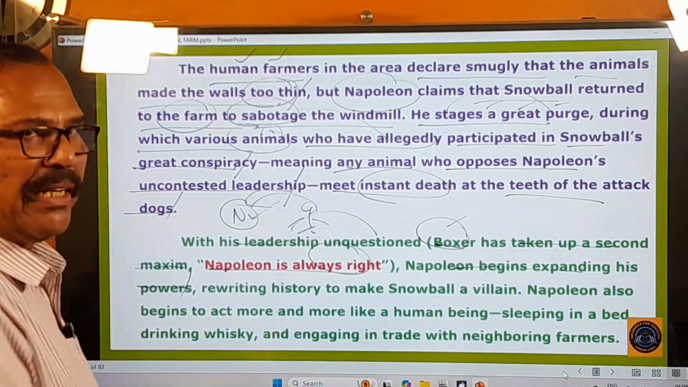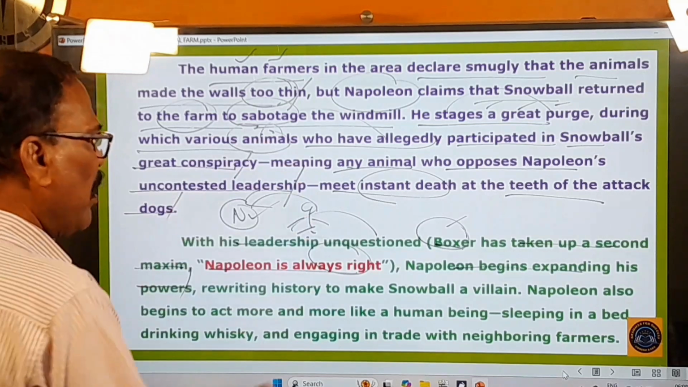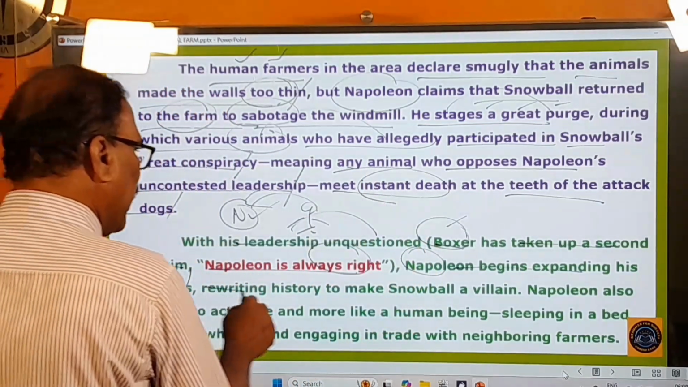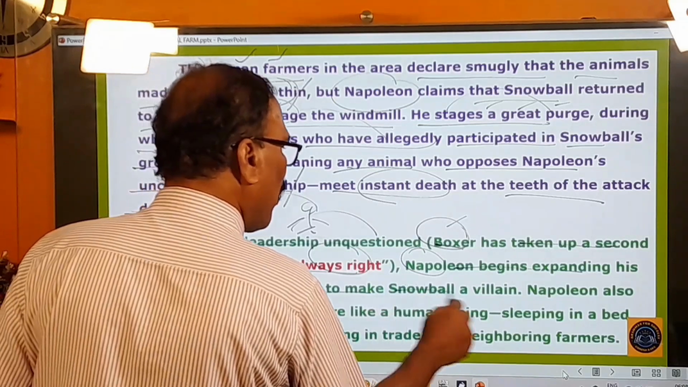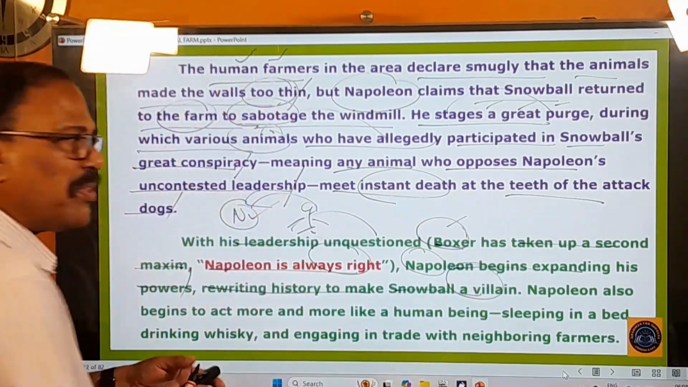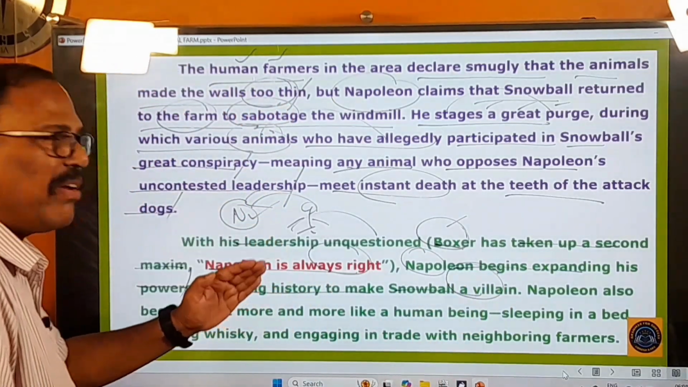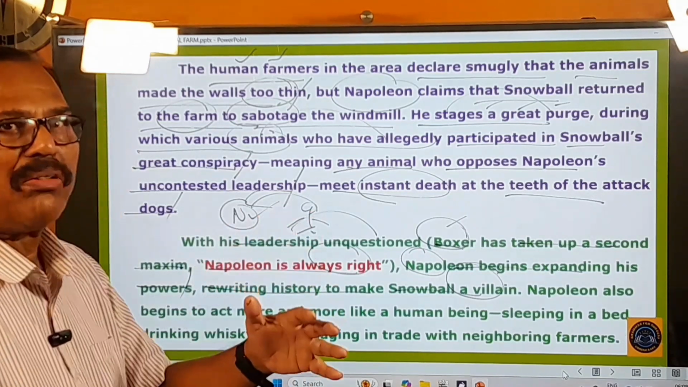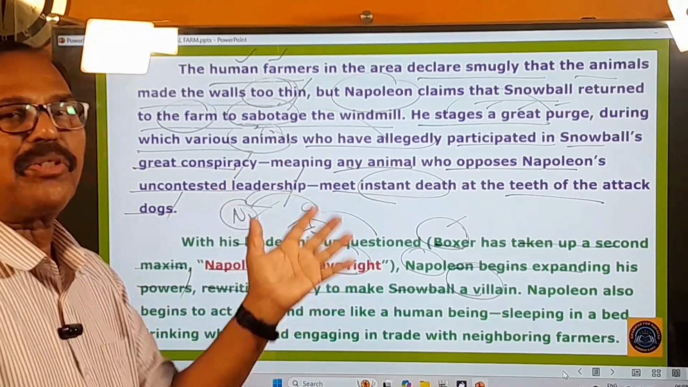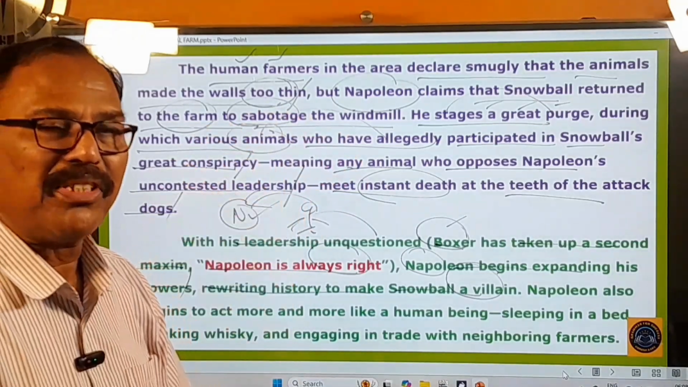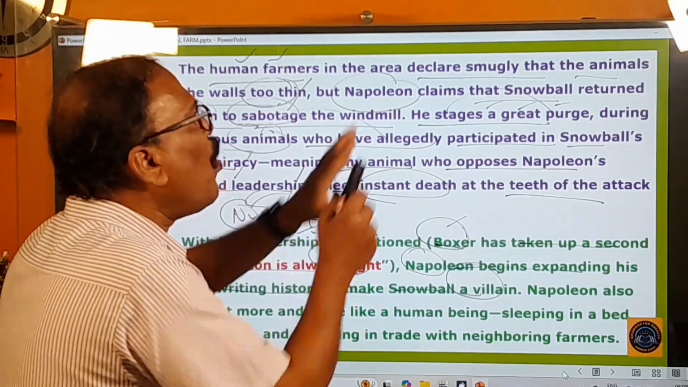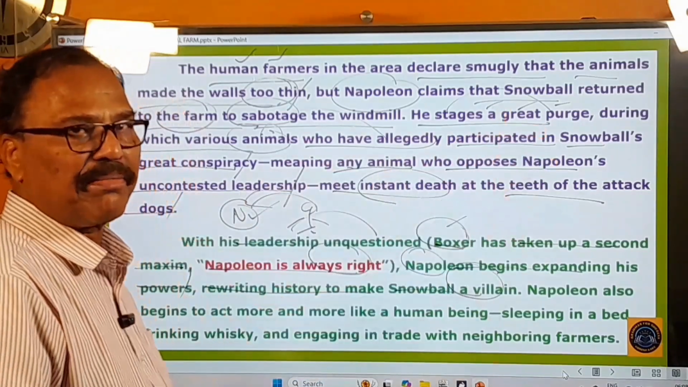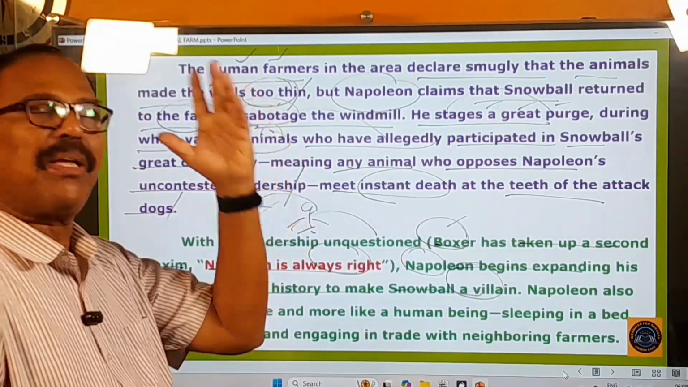Little by little on this animal farm, Napoleon begins expanding his powers, rewriting his history to make Snowball a villain. Very cleverly and carefully, he has made it seem that Snowball is not a good one, but a villain of the animal farm. He has exposed Snowball as a villain to all other animals.